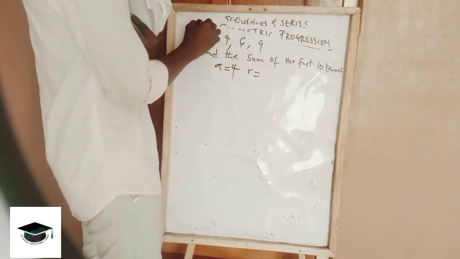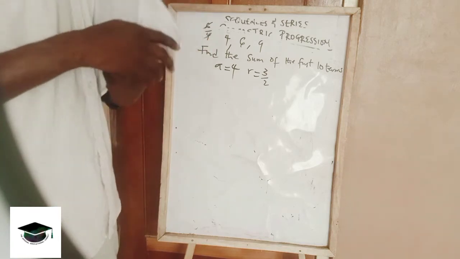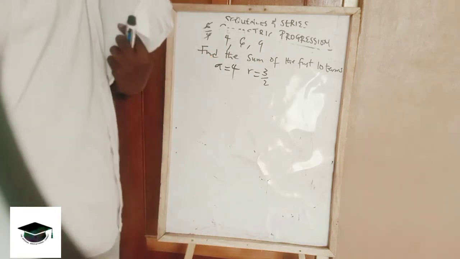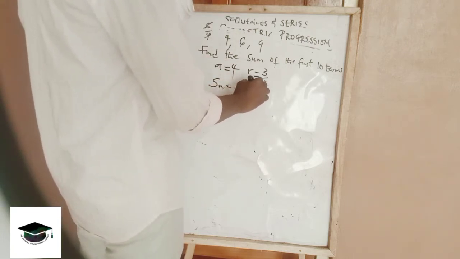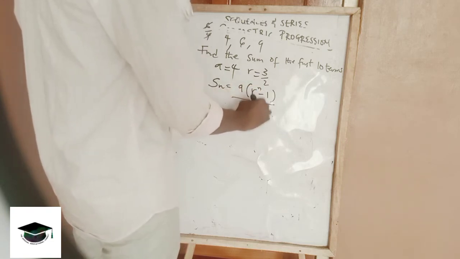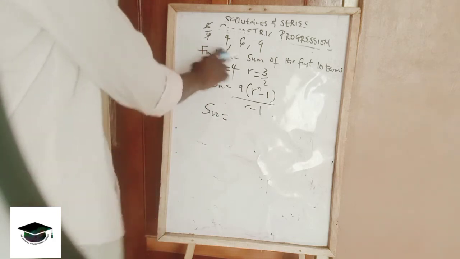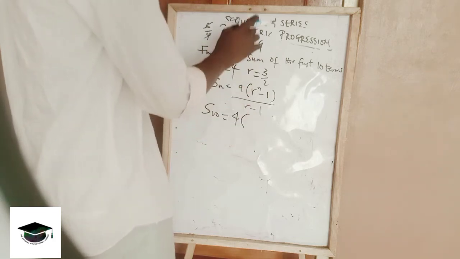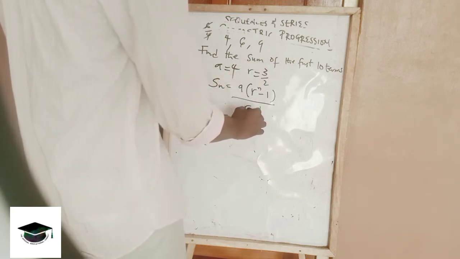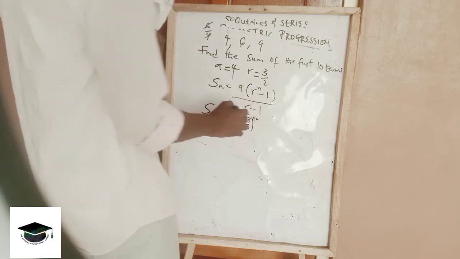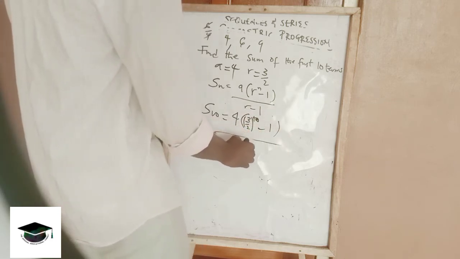6 over 4, and 6 over 4 is 3 over 2, right? 3 over 2 is going to give us 1.5. So 1.5 is more than 1, so we'll be using Sn equals A open bracket r raised to power n minus 1 over r minus 1. Is that taken? So now we have to find the S10. Our A is 4, open bracket r, which is 3 over 2, raised to power 10, minus 1, over 3 over 2 minus 1.